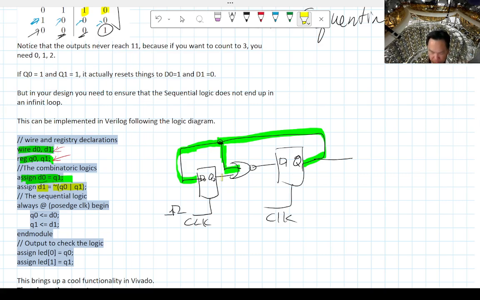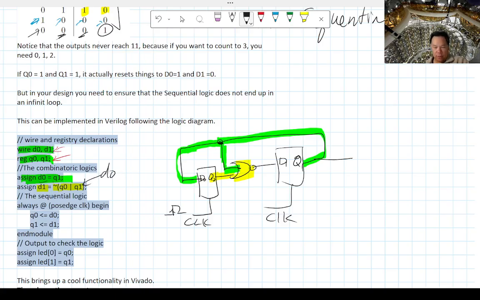The NOR gate is here. One of the inputs is Q0, so that checks out. That makes sense. But why did I put Q1 here? Remember, Q1 goes all the way back up here. Q1 is equivalent to D0. So in this line here, I could have just written D0. Either way would have worked.